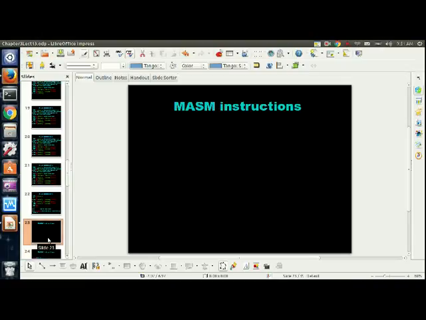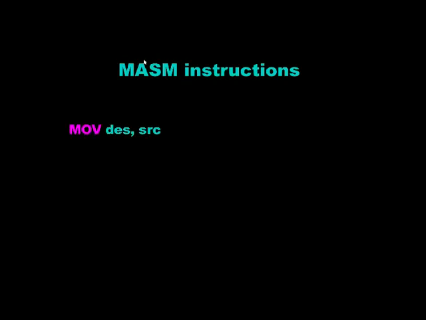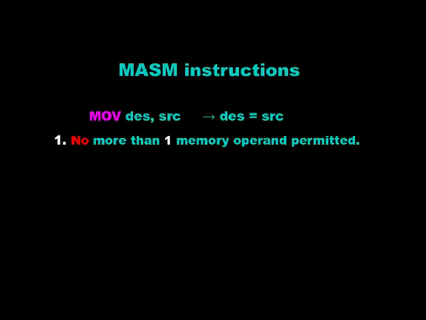Now some instructions. This is going to go over the move instruction, and I explained it. Move from source to destination. The second operand is the source. This is saying destination equals source. We have some rules for this.